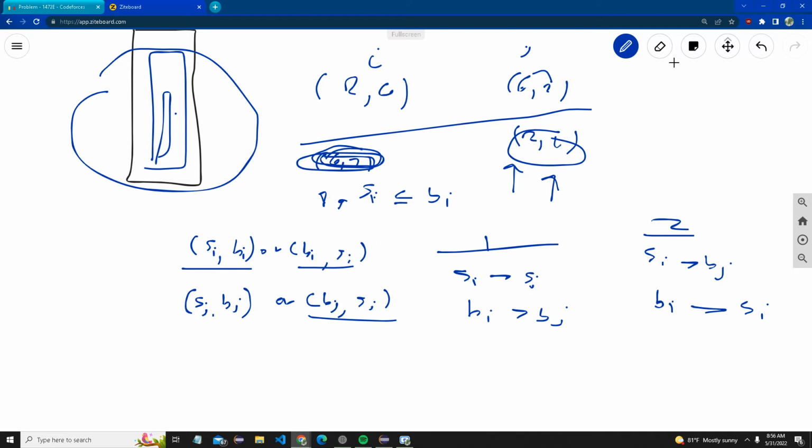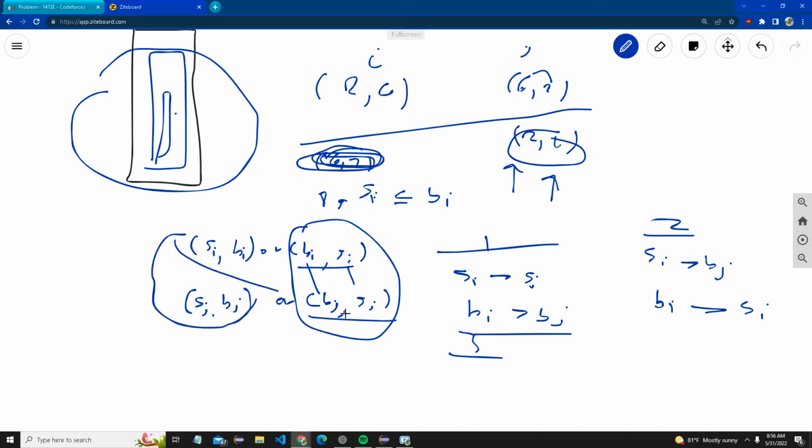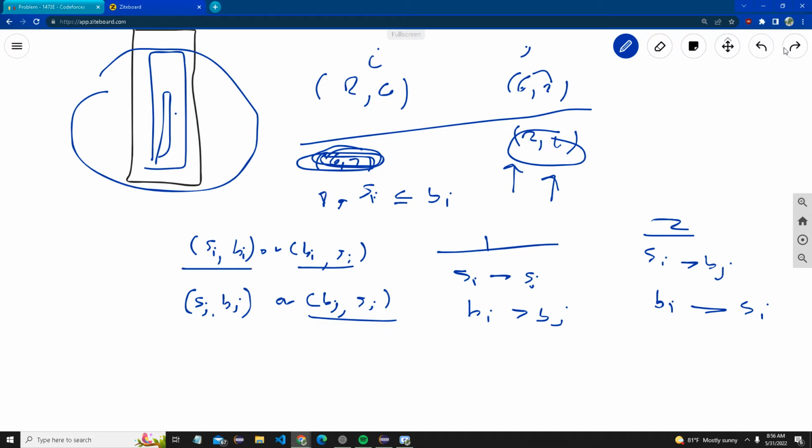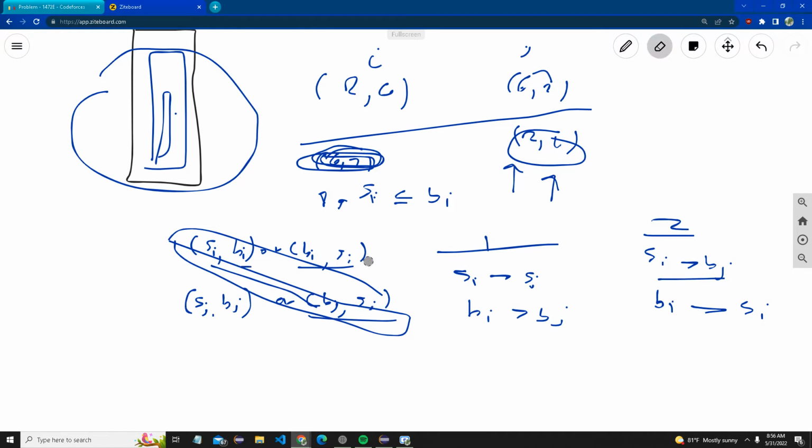If I want to compare B sub I in case three, you have the same comparisons. You'll still compare B sub I with B sub J, and you still compare S sub I with S sub J. And the other one that we didn't try was the diagonal. You'll still have the same comparisons: you compare S sub I with B sub J and B sub I with S sub J. So these are the only two cases that you actually get if you go through all four of them.